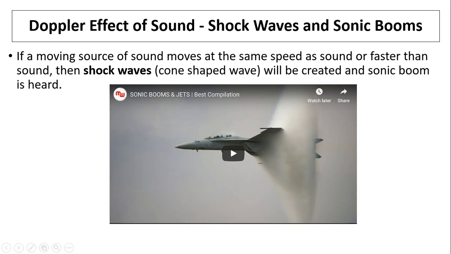So if a moving source of sound wave travels at the same speed as the sound or faster than the sound, then a shock wave will be created and a sonic boom is heard. So here is a short video.